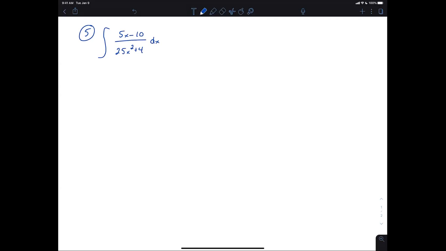So the problem right before this, the only difference is that the bottom has a minus in it. So it's exactly the same, 5x minus 10 on top, but on the bottom, it's 25x squared minus 4. And that factors. And so the fact that that factors means that you should use partial fractions. This does not factor. And not only does it not factor, it's irreducible.